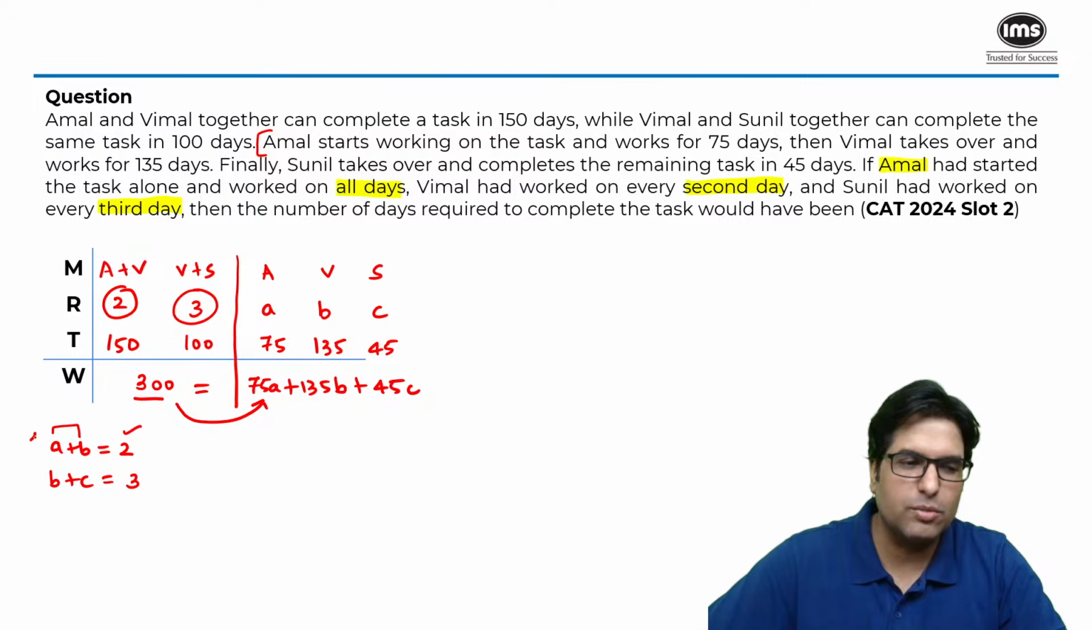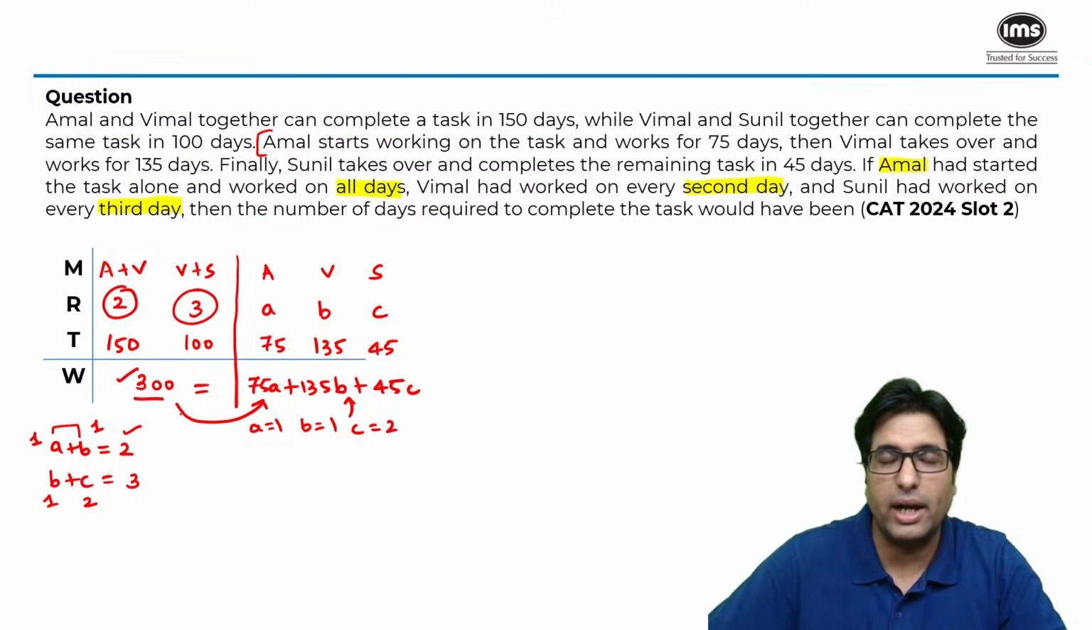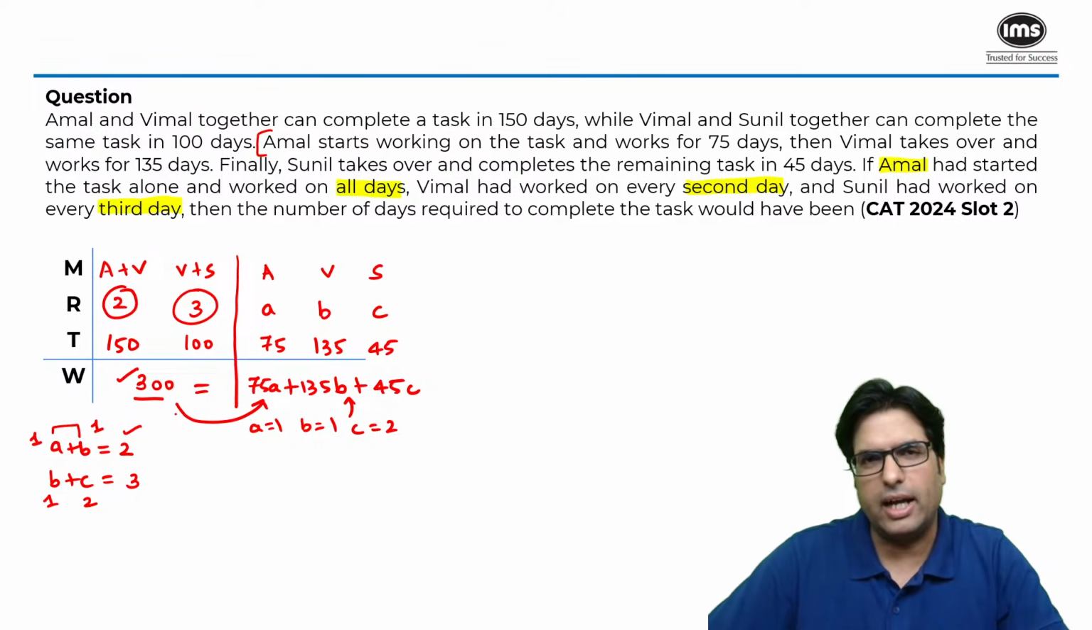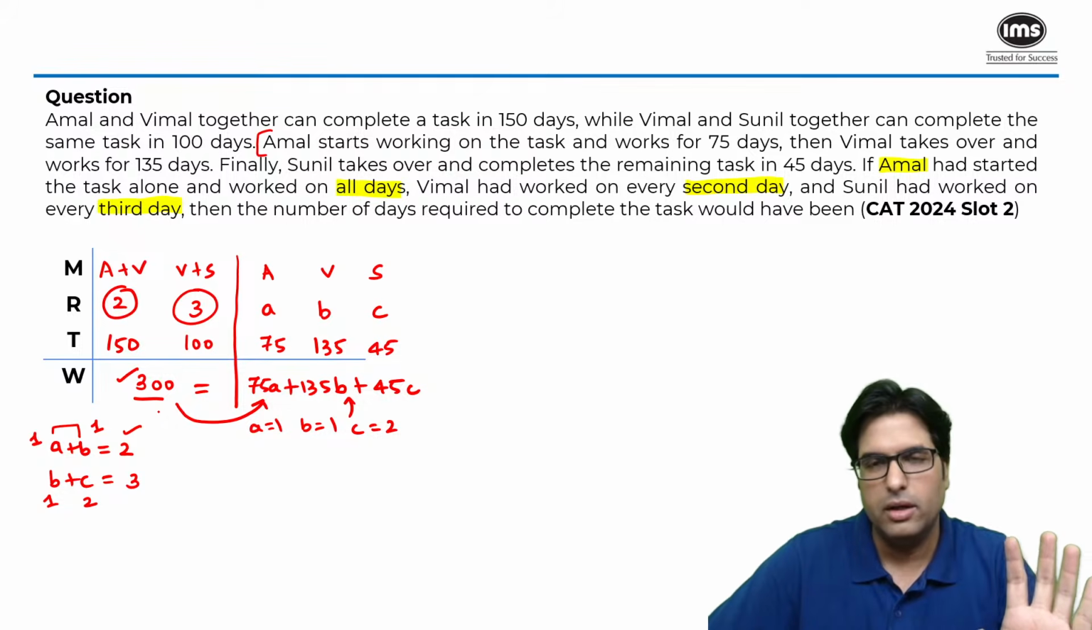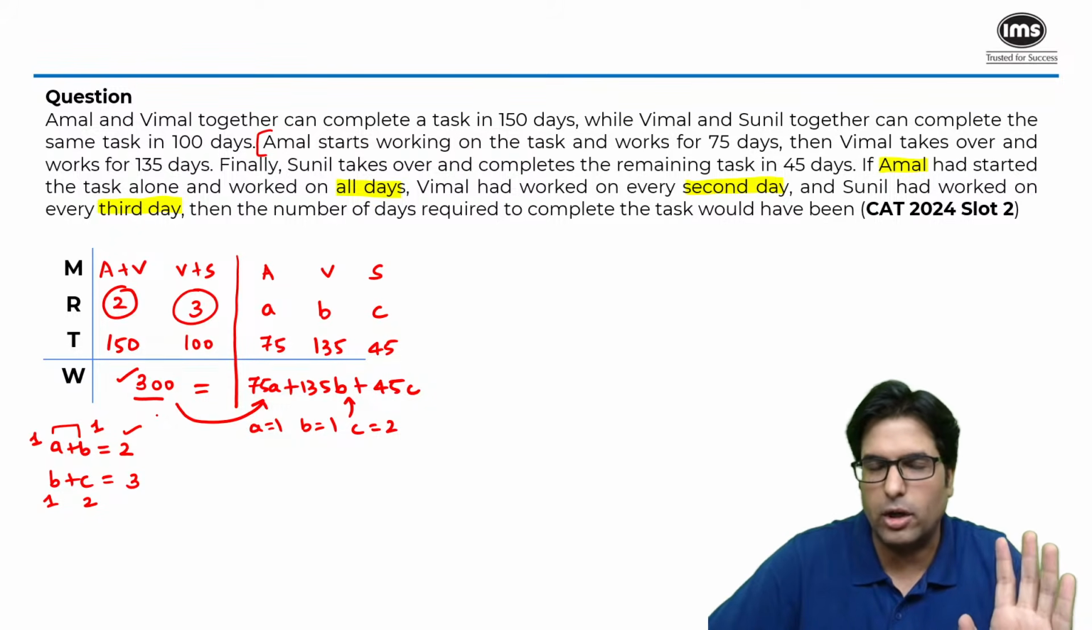And so if I assume that A is 1, B is 1, if B is 1, C would be 2. Just try and fit in these values of A being 1, B being 1, and C being 2 here to check if the total work comes out to be 300. If it does, this is right. If not, we can mark it for review and come back later to solve 3 equations, 3 variables if time is not permitting us to pick up this question.